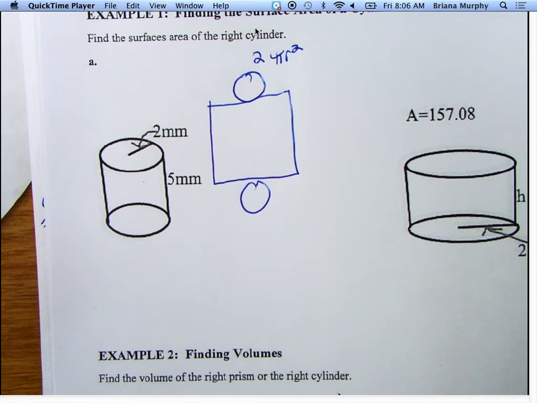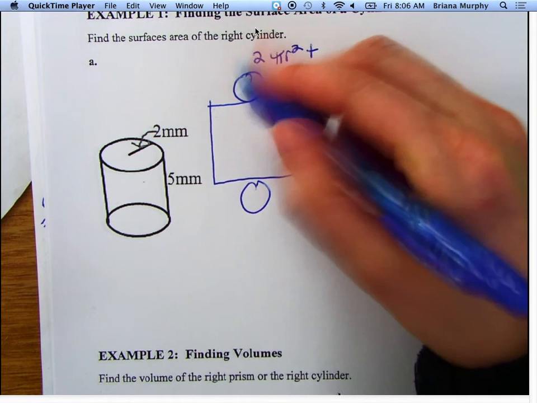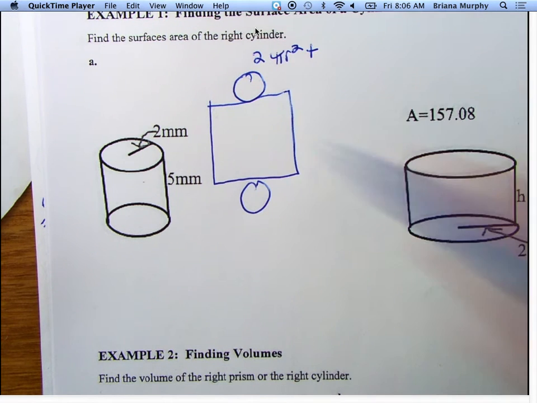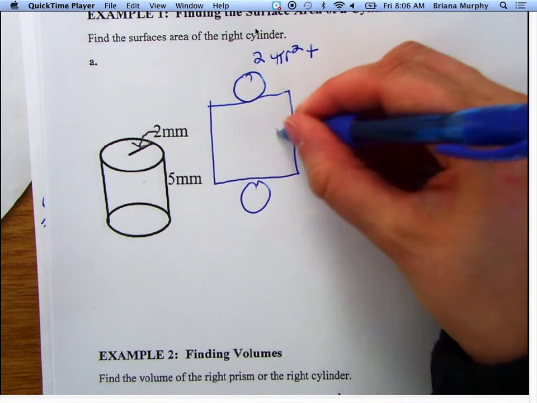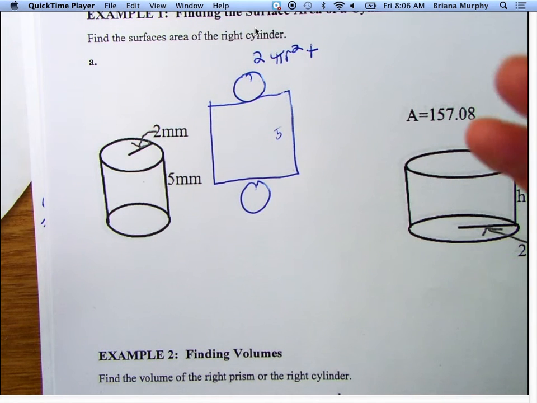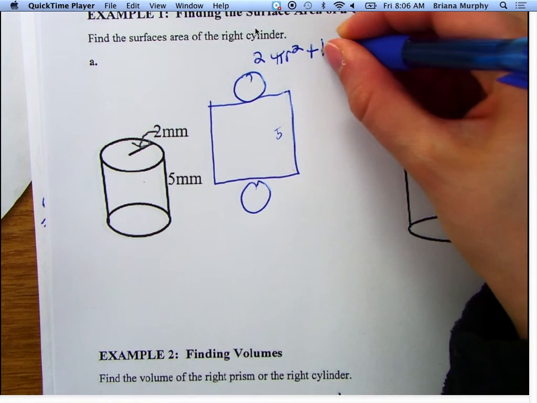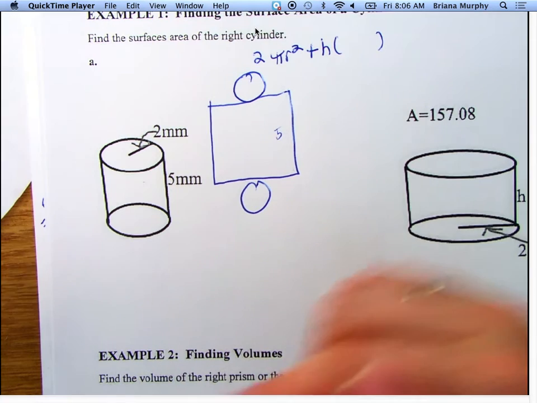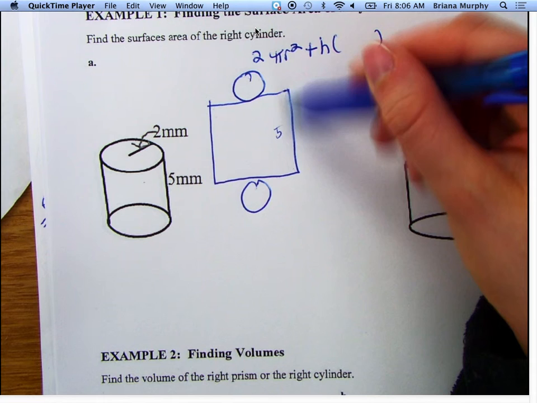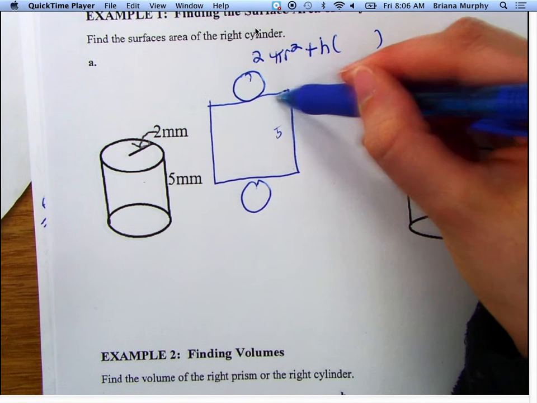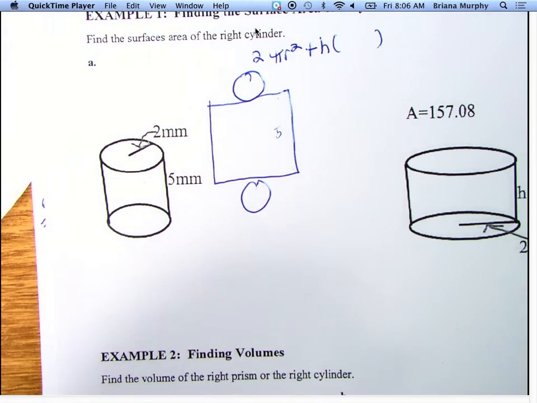Now I'm going to have to add the area of my square, the body part of the cylinder. What is that going to be? What would this length be right here? 5. So that's the height of my cylinder, so I'm going to do h. To find the area of a rectangle, we do length times width, right? So we're going to do height times, how would we get this top part here?